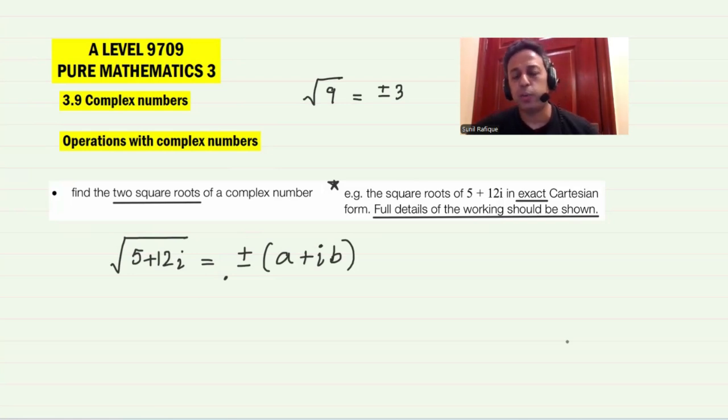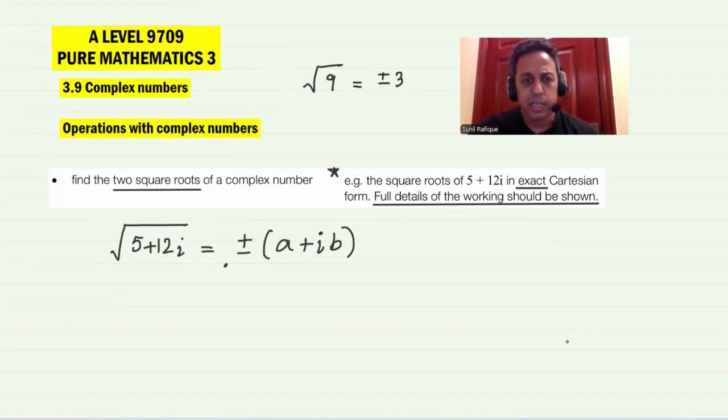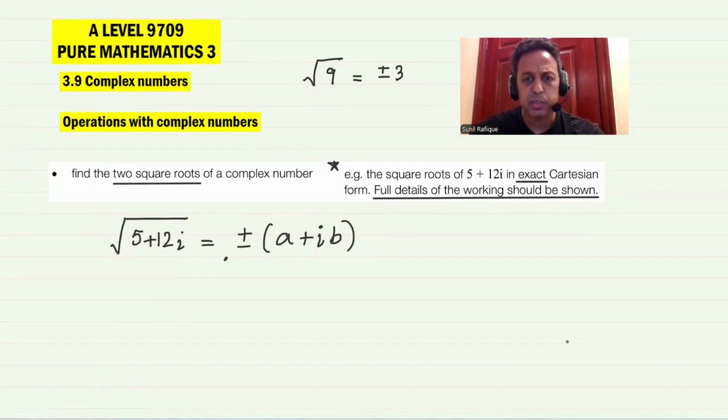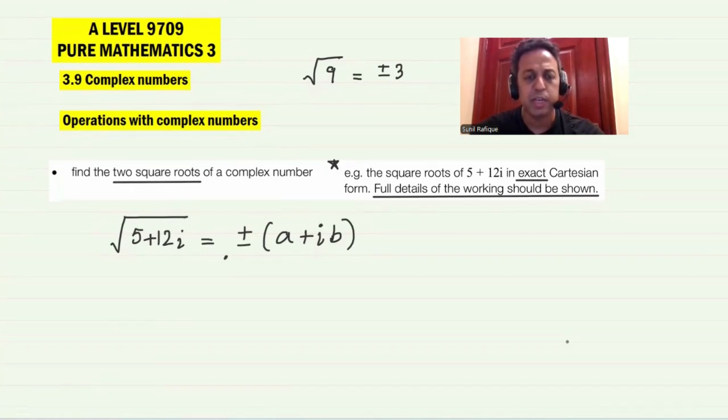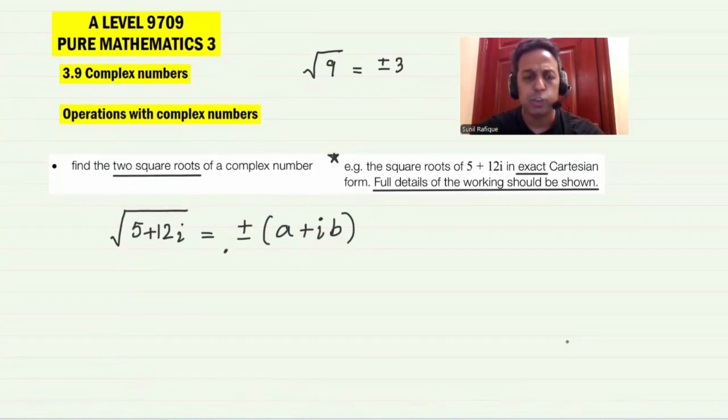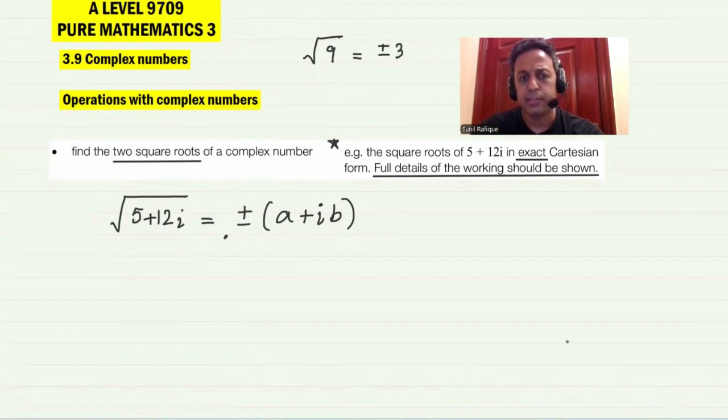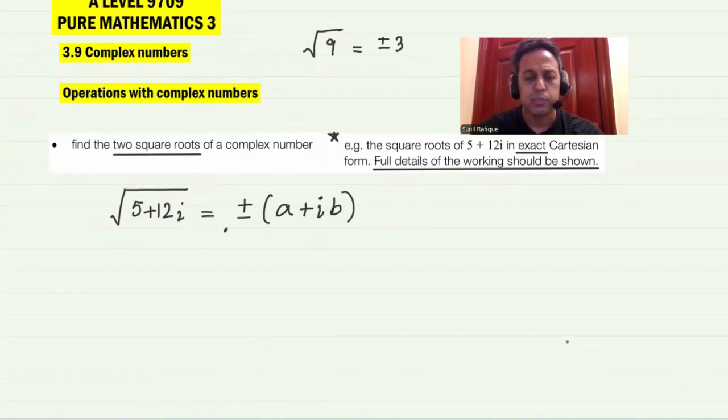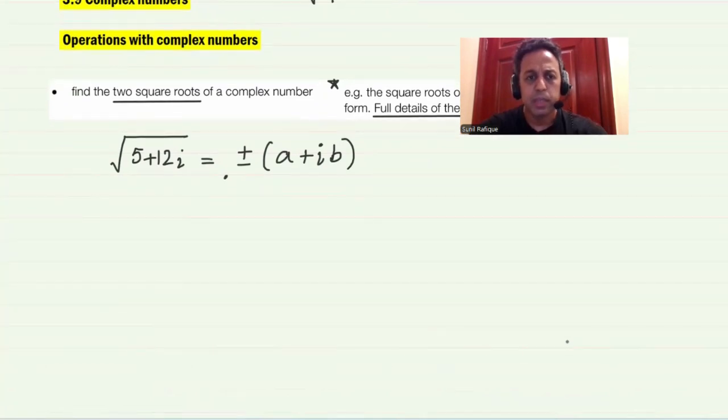So let's dive into it and see the Cartesian method of finding the square roots. I'm taking the same question from the syllabus document, 5 plus 12i, and I'll show you what you need to do in order to find the square roots and the full details of my working. So grab your notebooks and let's begin. All right? Okay, so if this is the situation, I'm looking for the square roots.